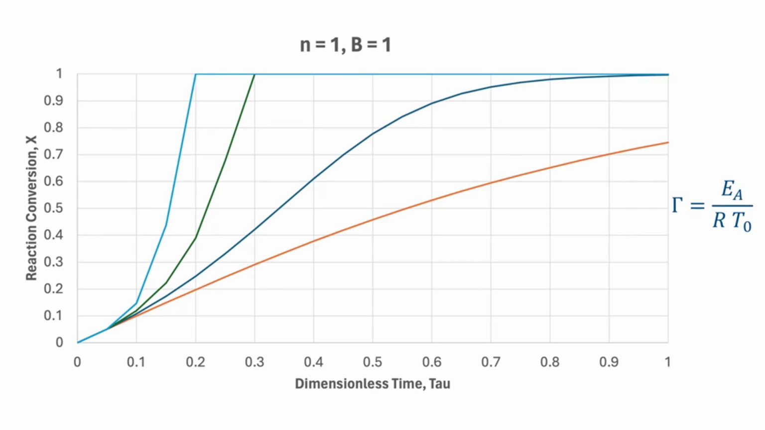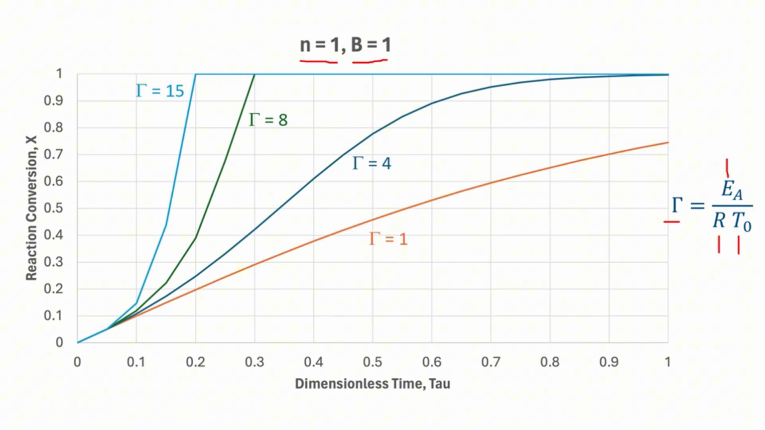We can also visualize this model for varying values of sigma. So this is a representation of the model results, again, for first order reaction when B equals 1, and for variable sigmas, where again, sigma being the dimensionless activation energy is the activation energy divided by R, the gas constant, and the onset temperature. And so here we see the model results over dimensionless time from 0 to 1 for sigma equals 1, sigma equals 4, sigma equals 8, and sigma equals 15.